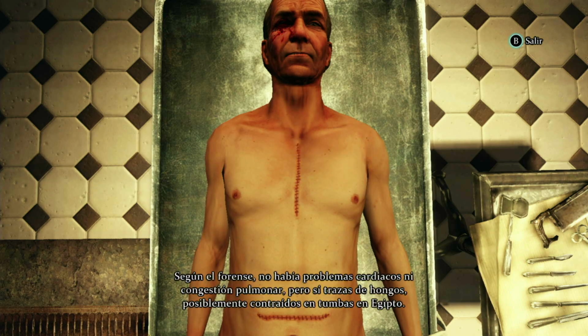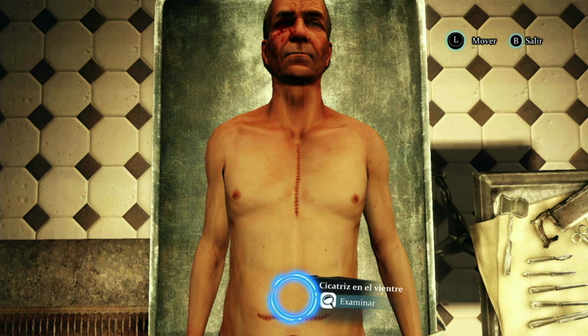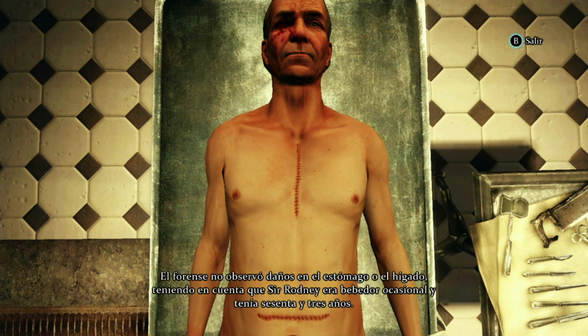According to the coroner, there were no cardiac problems nor lung congestion, but there were traces of fungus, possibly contracted from the Egyptian tombs. The coroner observed no stomach nor liver disease, if we're to accept that Sir Rodney was an occasional drinker and 63 years of age.